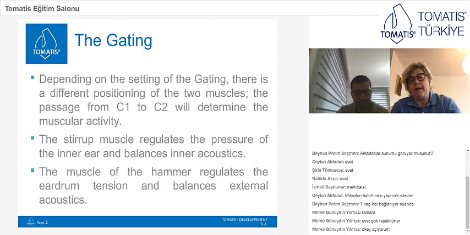The hammer will act on the tympanic membrane and regulate what comes from outside.